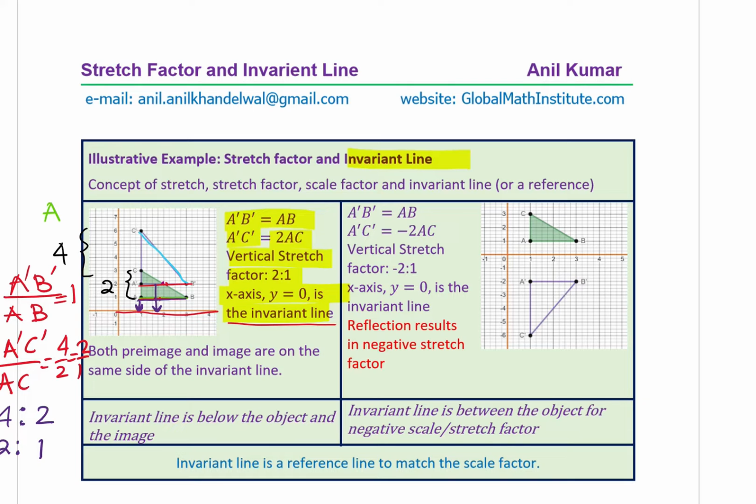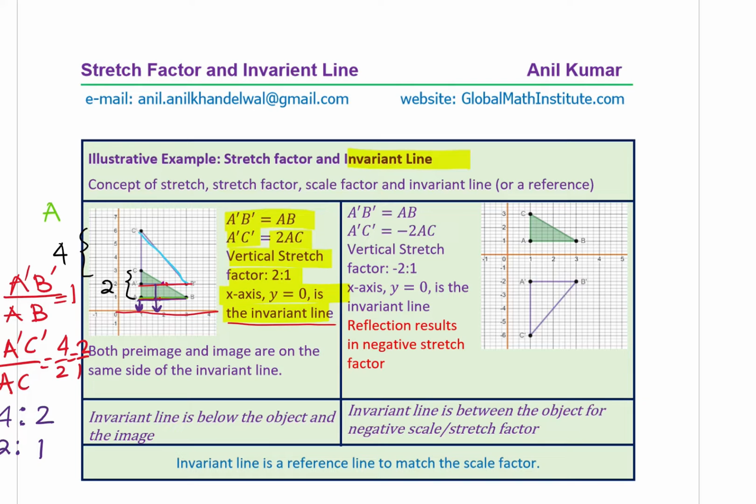So the vertical distance ratio we're talking about, and therefore the horizontal line, which is perpendicular to the vertical distance, is the invariant line, from where we could compare this particular ratio, which is 2 is to 1 in this particular case. So I hope you got this concept.